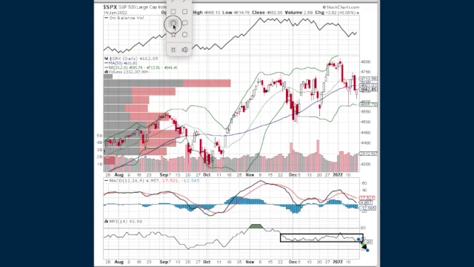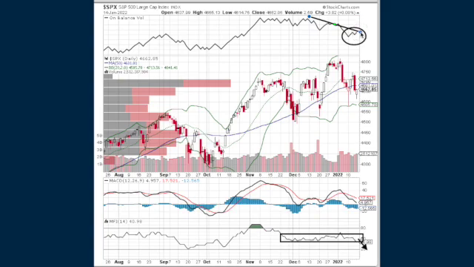Next thing we like to look at is the on-balance volume. The on-balance volume tells us whether or not big financial institutions or big money managers are buying shares in the stock market. And we can see that we've got a very definite downtrend in this on-balance volume for about the last 6 weeks or so.